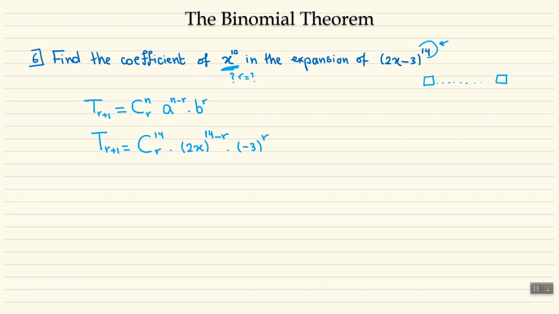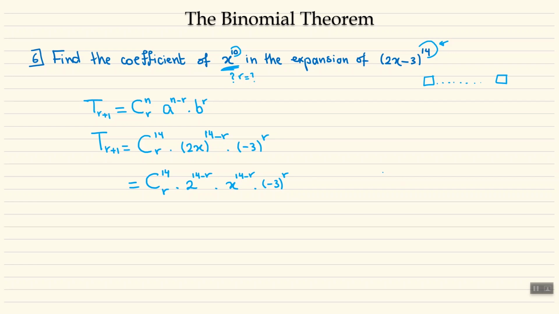Okay, what do we do next? What I usually do is separate the letters or the variables from the coefficients. So combination 14 r times 2 to the power of 14 minus r times x to the power of 14 minus r times negative 3 to the power of r. Good? Now, I can't do anything more than this because I just don't know how much r is. However, I know that the x I am looking for has a power of 10. The x I have has a power of 14 minus r.